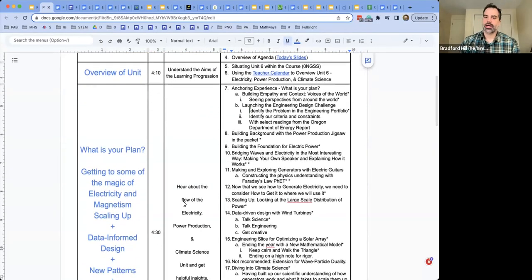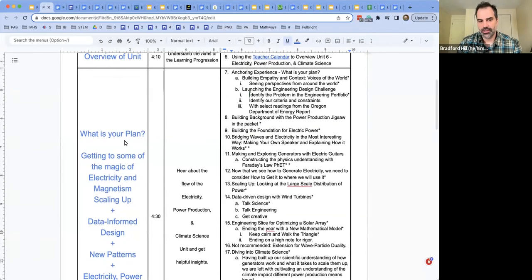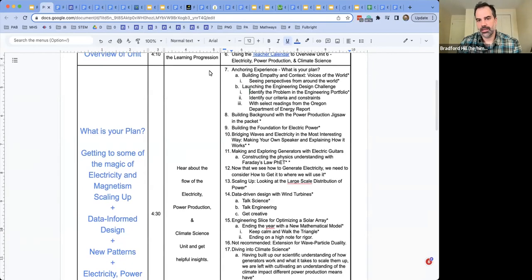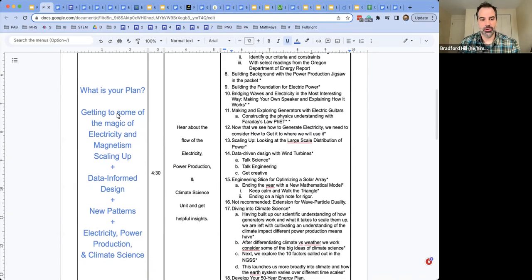Okay, so depending on if you're familiar with the unit or not, we've got a couple different visuals on the unit. But the big sweeping comment I actually want to point to is that this unit is on power production, electricity, magnetism, power production, and climate science. The big overview highlight is having some fun with electricity and magnetism. We make electric motors, electric generators, electric guitars.